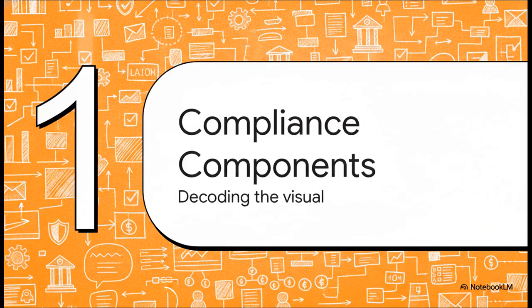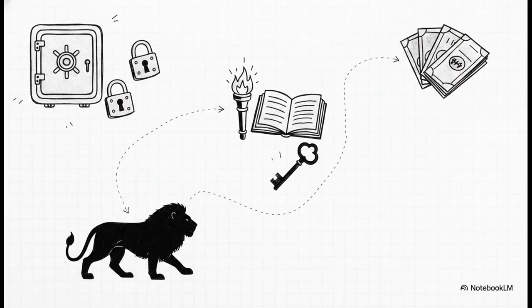All right, moving into Section 1, the components of compliance. Let's start decoding this visual anatomy. So to give you a quick mental roadmap, we're going to be examining 4 key visual metaphors today.